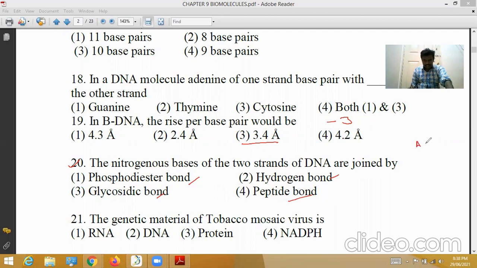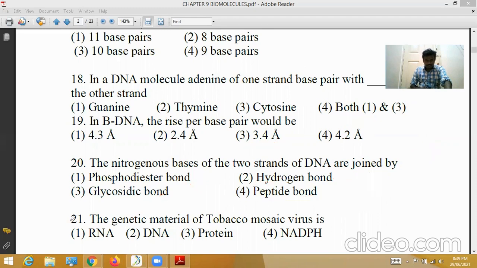See, adenine is combined with thymine, and guanine with cytosine. Okay, in between adenine and thymine, 2 hydrogen bonds. In between these two, 3 weak hydrogen bonds. So hydrogen bonds are located here. For the 20th question, the correct option is 2. See here, the hydrogen bond is the bond formed between two polynucleotide strands of DNA. So hydrogen bond is the correct option.